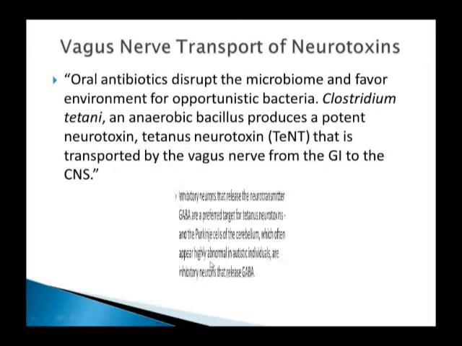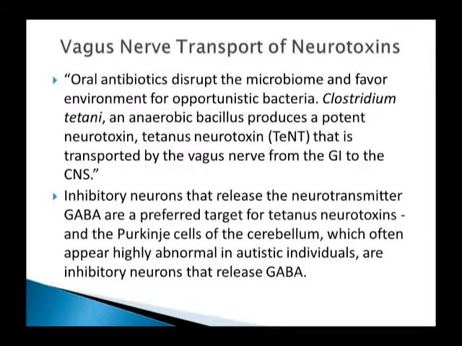And what do you think are the target areas in the brain for the tetanus, at least one of the areas? Well, it turns out that the tetanus neurotoxin targets the Purkinje cells of the cerebellum, which are often abnormal, by the way, in kids with autism, and they tend to blow out and create a problem in the GABA neurons. So we start to create an imbalance in the GABA system of the brain because of the Clostridium tetani.